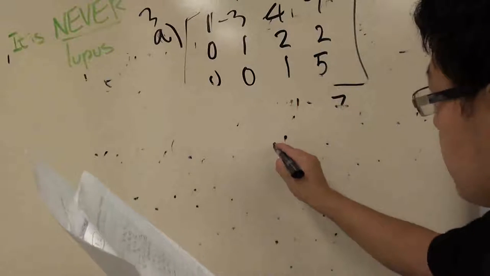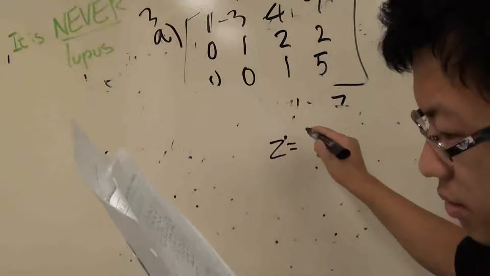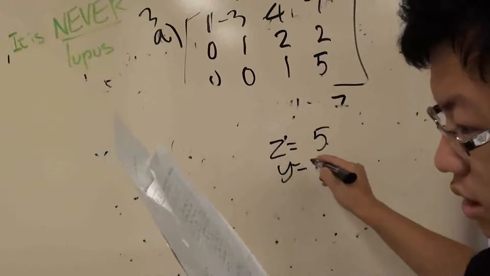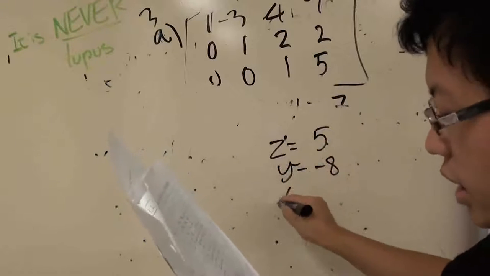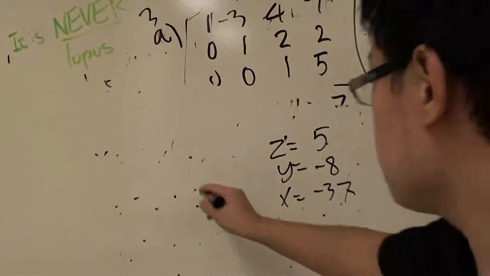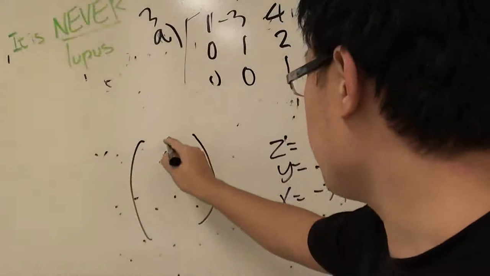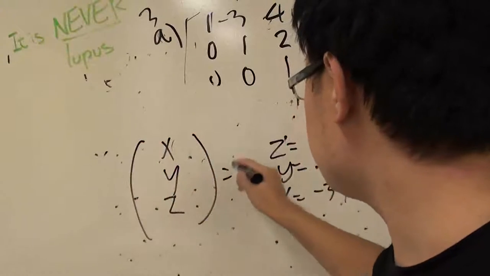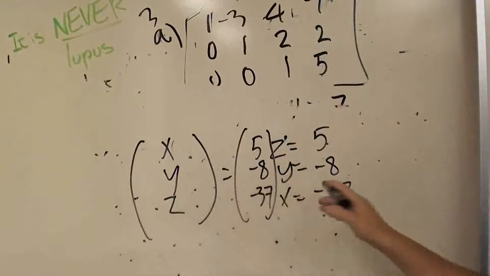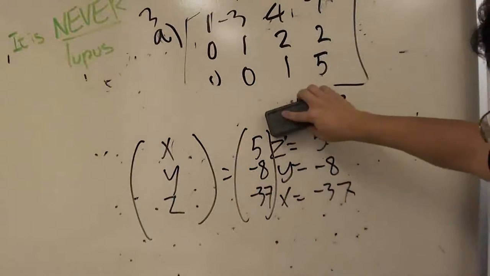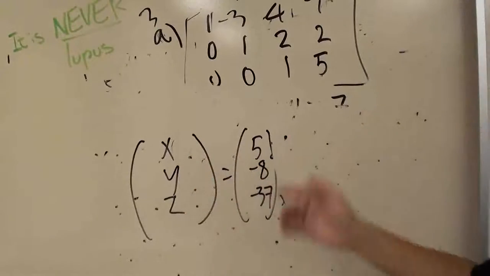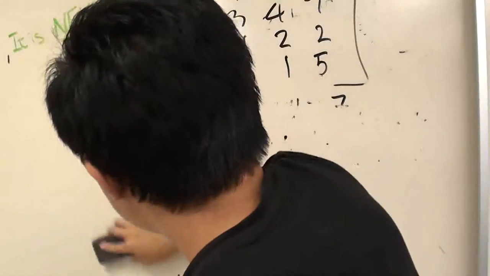So I would just put z equals 5, and y equals negative 8, and x equals negative 37. Or, this is how Maria shows it, which is a little bit more fitting. So I would put x, y, z equals, in a matrix, 5, negative 8, negative 37. Again, I don't think it really matters which one you choose. This may look confusing, because this is x equals 5, y equals negative 8, z, right? So, whichever works for you.